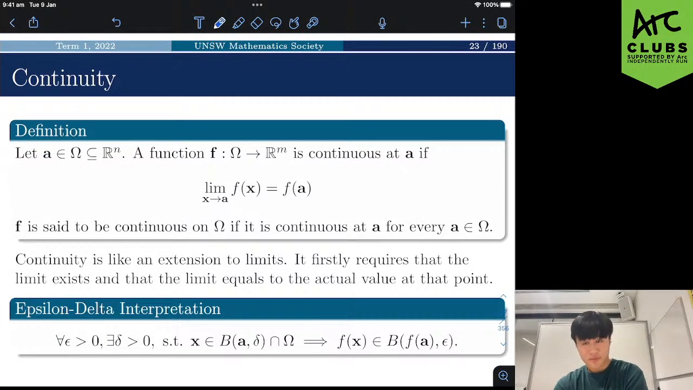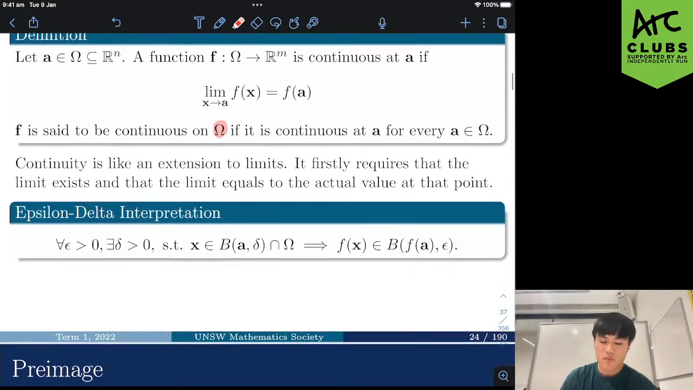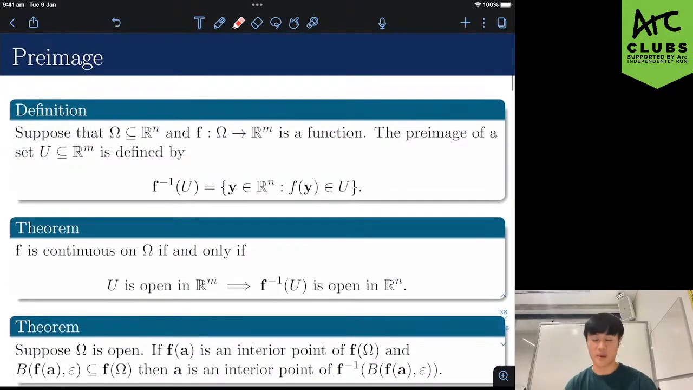And for this one, continuity is the same thing as what you'd expect in single variable calculus. Essentially, it's an extension of the limit. So if the limit exists at that point and it's equal to the value of the graph, then it's continuous at that point. And for f to be continuous on a whole set omega, so it's continuous on its domain, it has to be continuous at every single point inside of it. That's what continuous means. So we'll skim through that and look at the pre-image now.